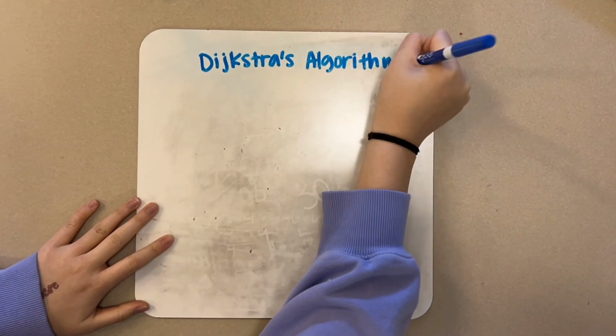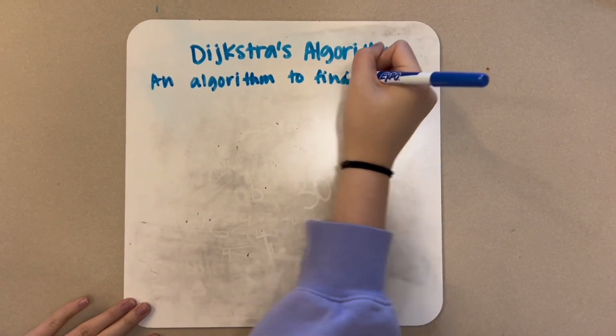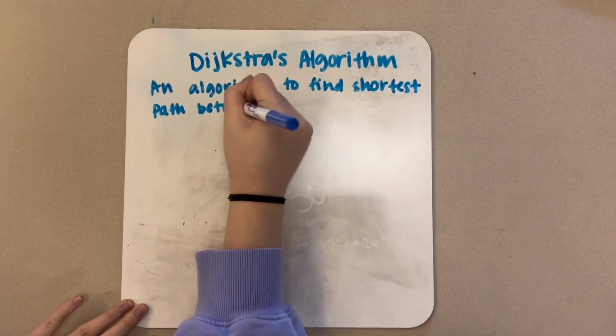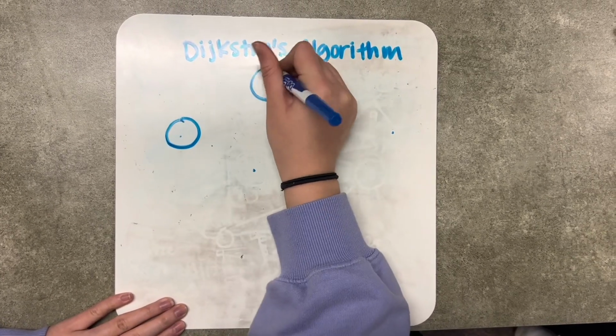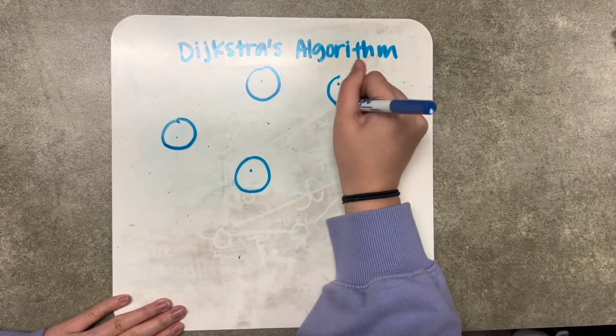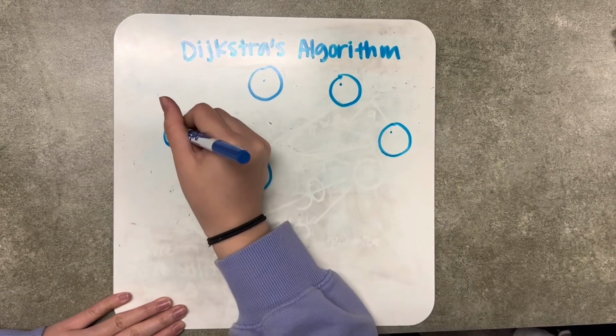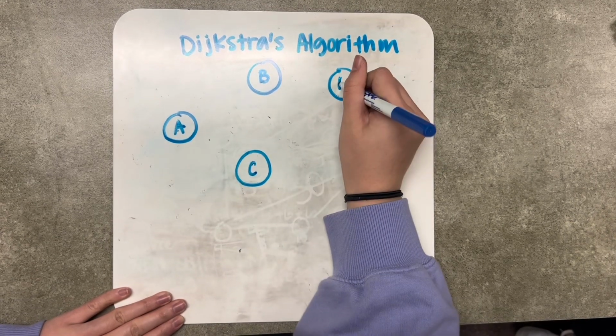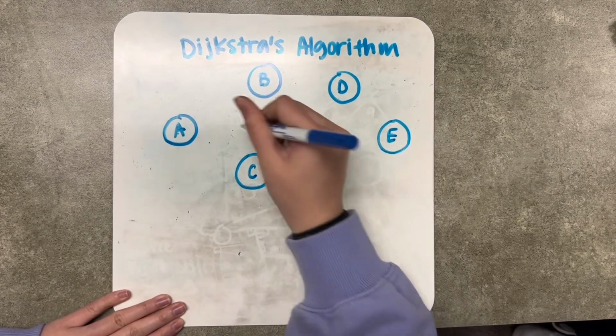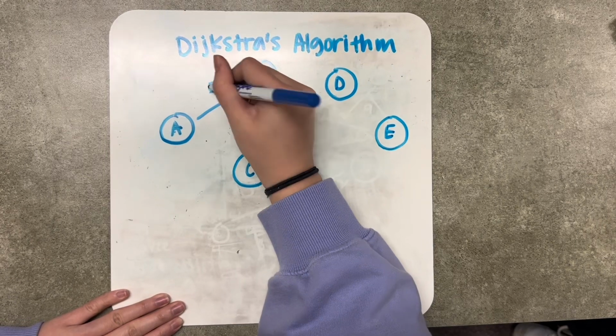Dijkstra's algorithm is an algorithm to find the shortest path between nodes. In this example, we have 5 different nodes, each represented with a circle. The nodes are labeled A, B, C, D, and E, respectively, and each have different edge lengths.